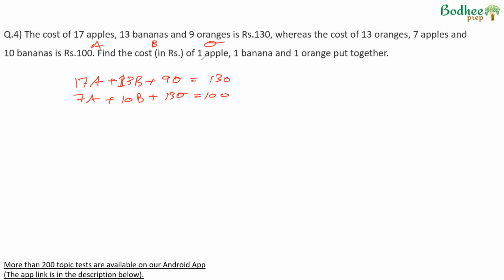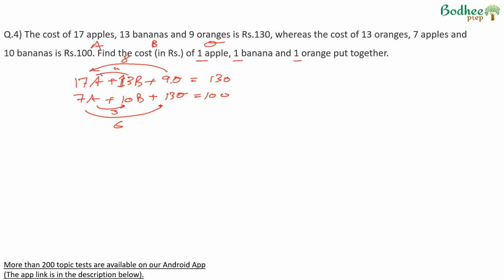We have to make the coefficient of all three same. Here the difference is 8. Here the reverse difference is 6. 8 3s are 24. 6 4s are 24. Here the difference is 4. 4 3s are 12. Here the difference is 3.